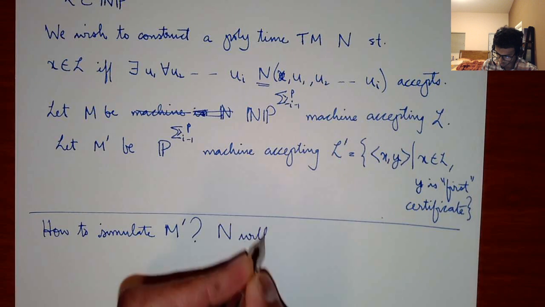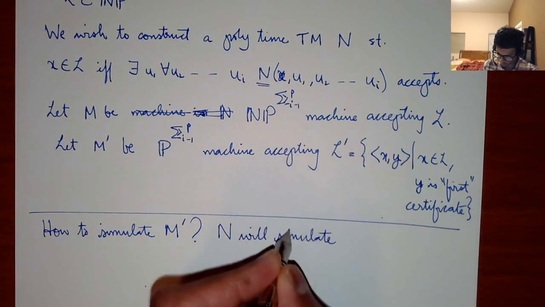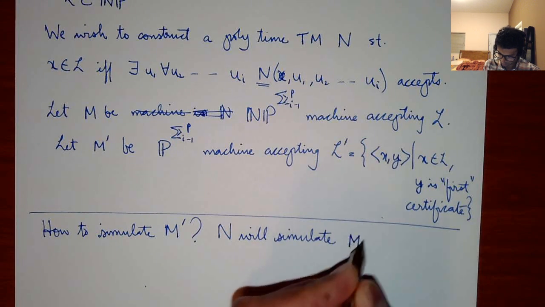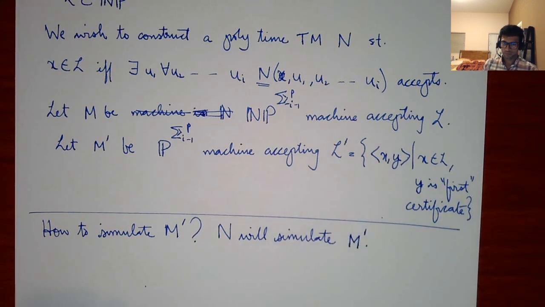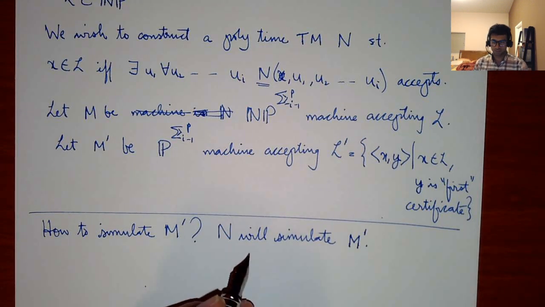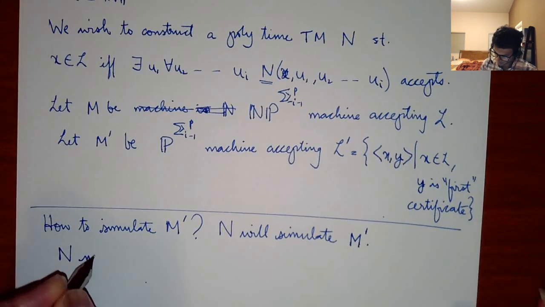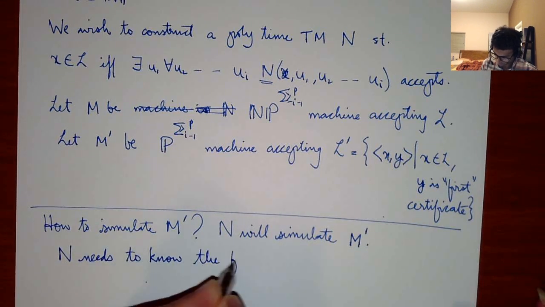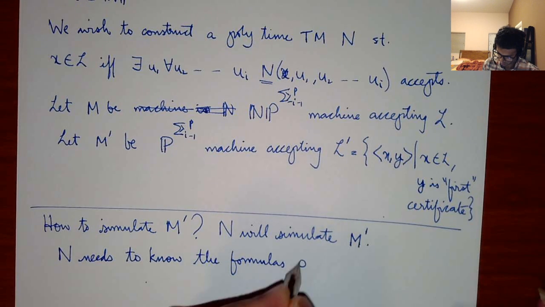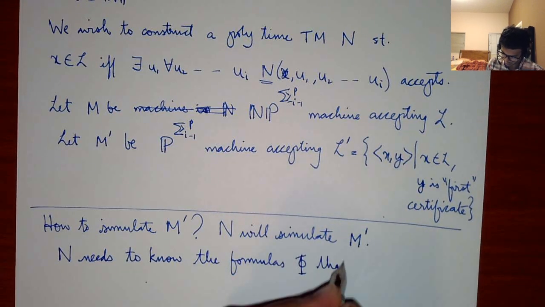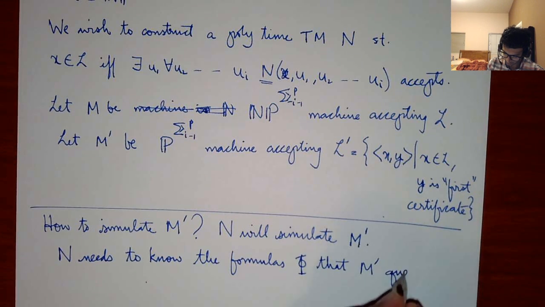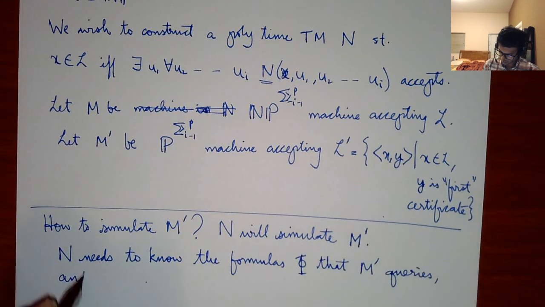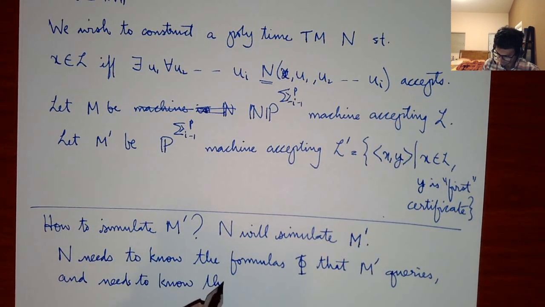N will simulate M prime. But N is a polynomial time machine. N is just a polynomial time machine. So N needs to know the formulas phi that M prime queries and needs to know the answers.